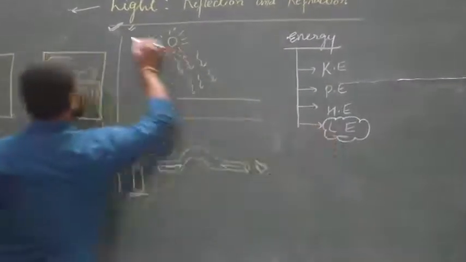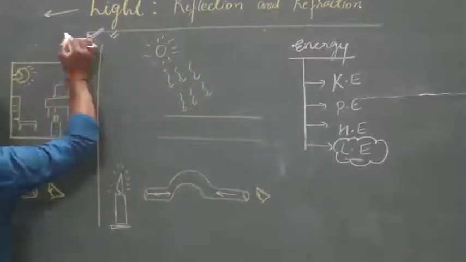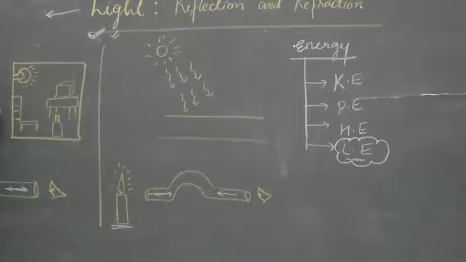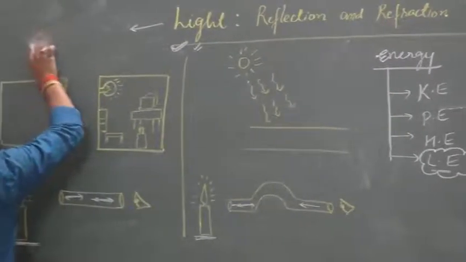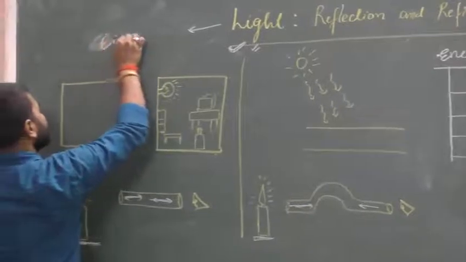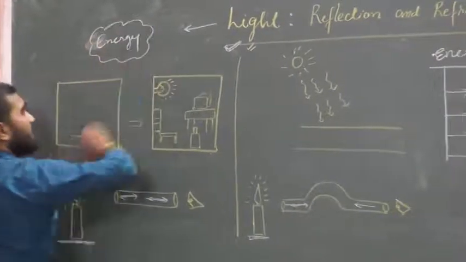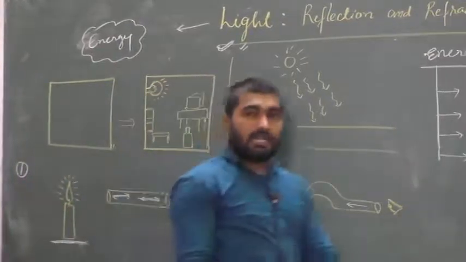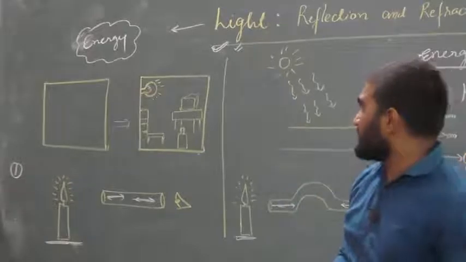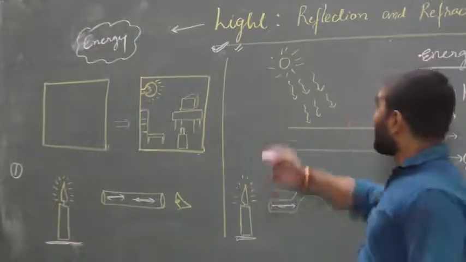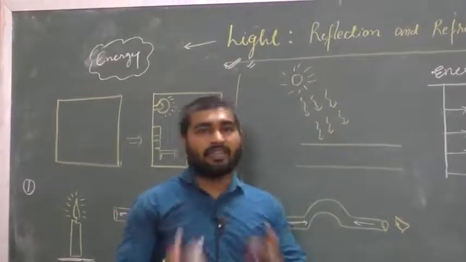This light energy is going to be described here. What is light? It is a form of energy which gives us a sensation of vision. Means in the absence of light, we are not able to see any object which is present all around us. But in the presence of light, we can see any object all around us very clearly.